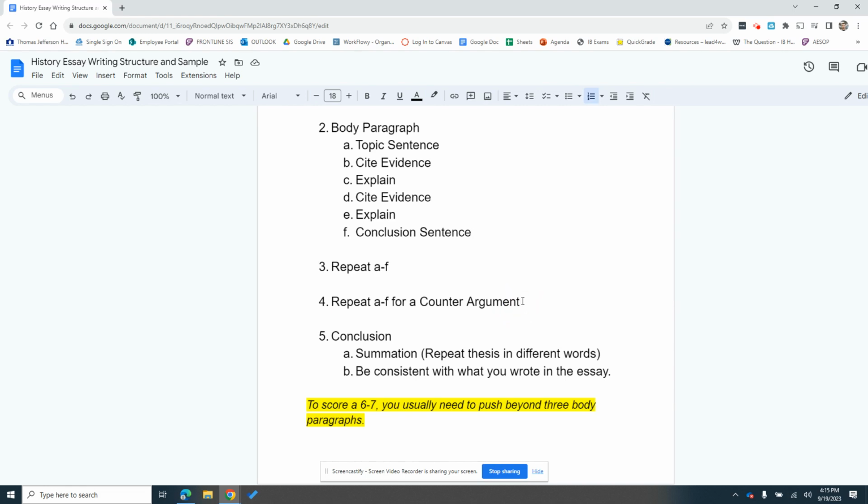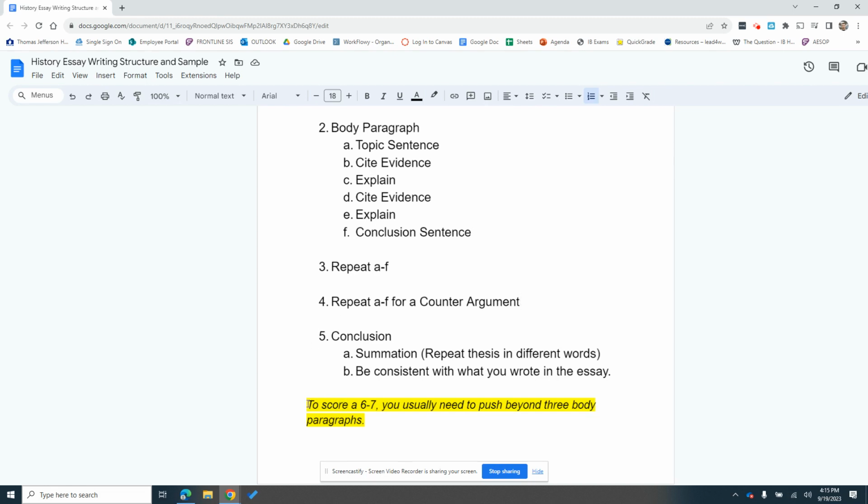And then we need to ensure we have a counter argument somewhere in here. You should be following the same steps. Simply throwing in a sentence acknowledging there's another viewpoint, but not actually evaluating that viewpoint, isn't going to score you any points. So you should still be giving evidence and explanation in terms of that alternate perspective.